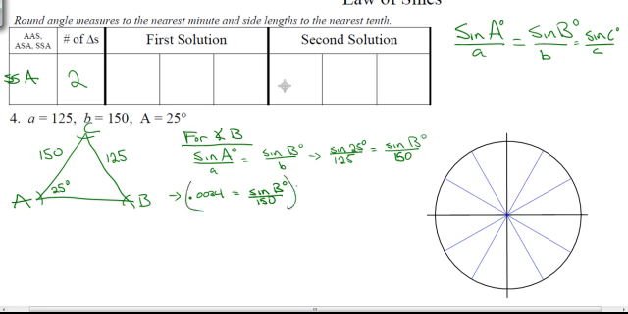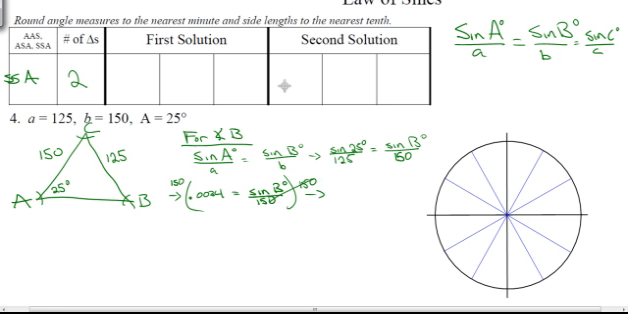To do that, in this case, I'm going to multiply both sides by 150 so I can get sine of angle B by itself. And if you can hear that, you know that I have dogs.